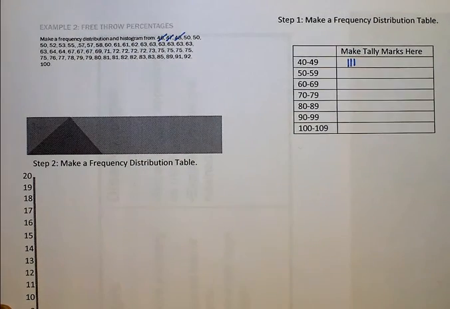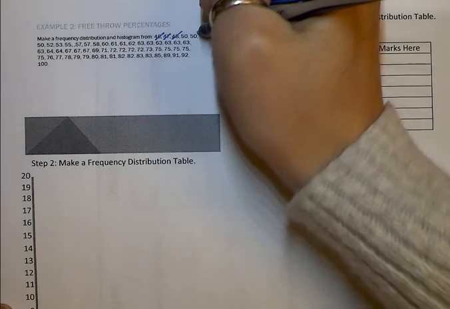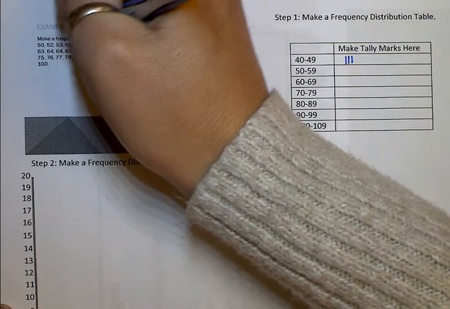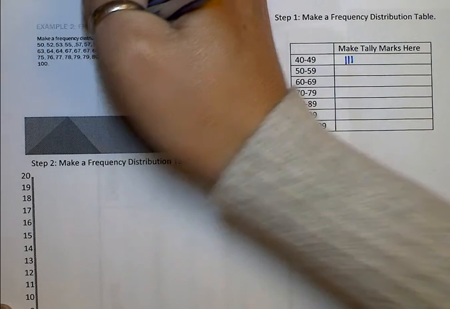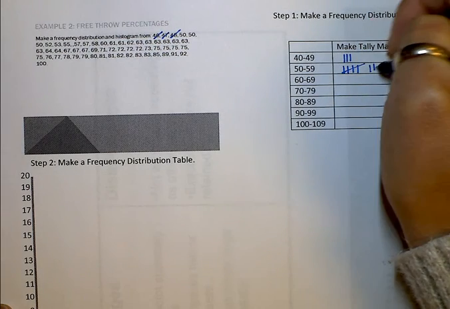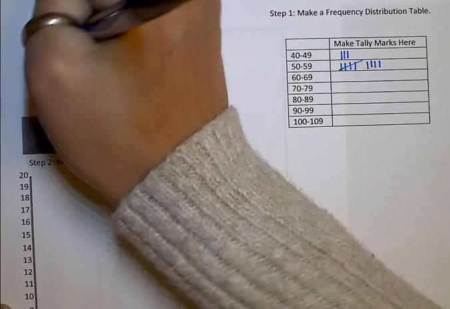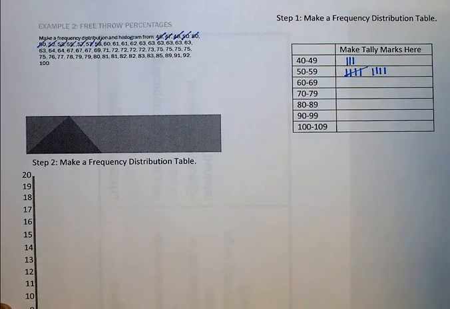The next thing we jump to is between 50 and 59. So we have 1, 2, 3, 4, 5, 6, 7, 8, 9. Again, mark them out as you use them.